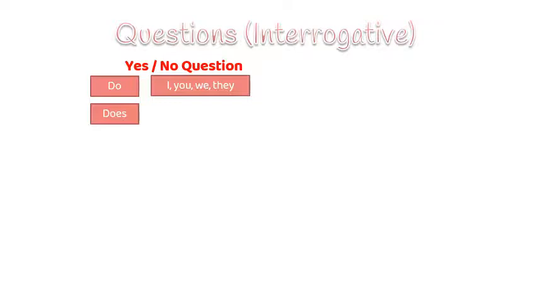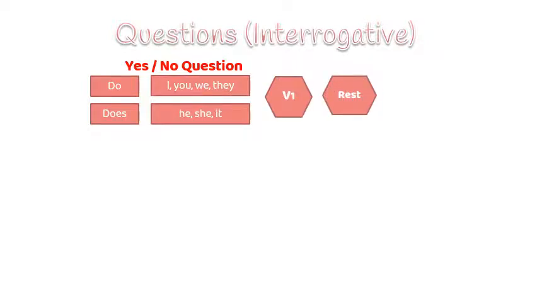If I have a singular subject, I have to start with does. Does he, does she, does it, for example, then I write the verb. Then I write the rest of the sentence and I add a question mark at the end. So if I have a plural subject, I start with do, then the subject, then the verb without adding anything to the verb. Also, if I have a singular subject, I start with does, then the subject, then the verb without adding anything to it.